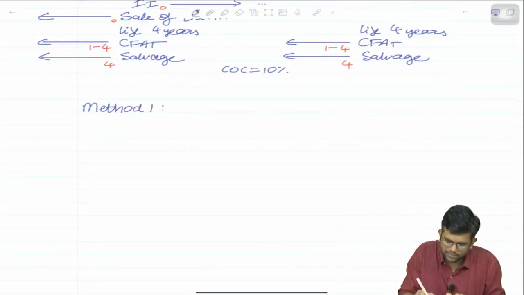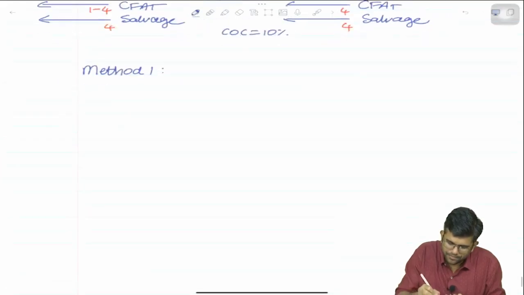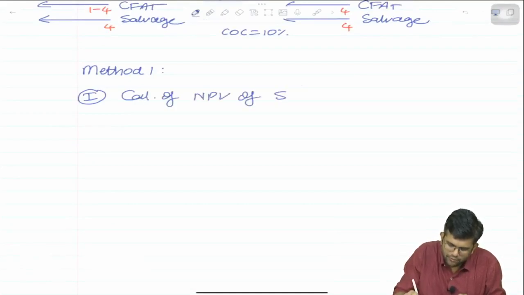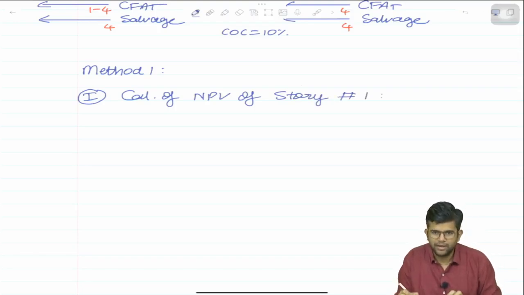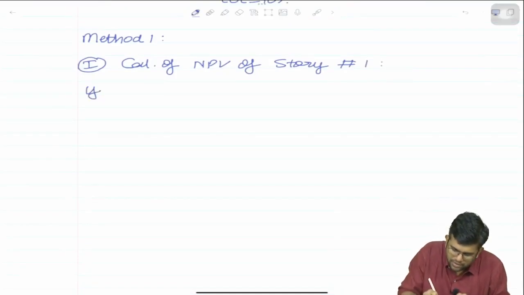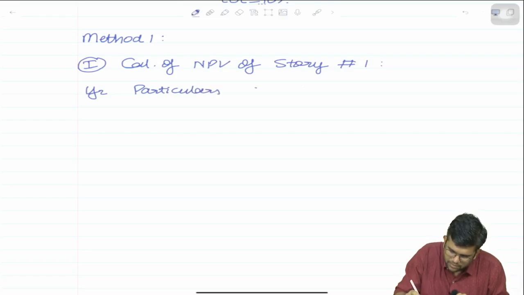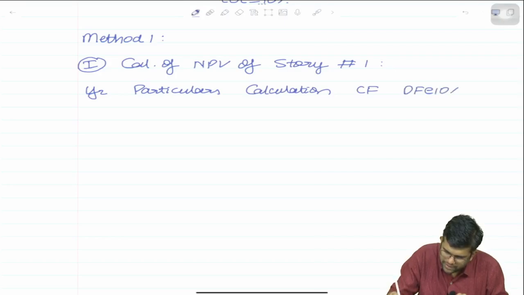Okay, method 1. In method 1, I'll write Roman 1, calculation of NPV of story 1. Okay, calculation of NPV of story 1. Year, particulars, calculation, cash flow, discounting factor at the rate 10%, present value. Okay.